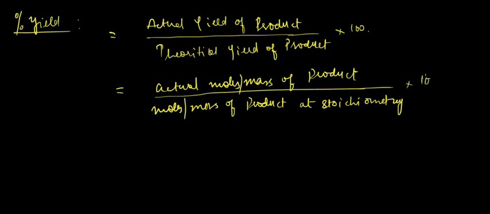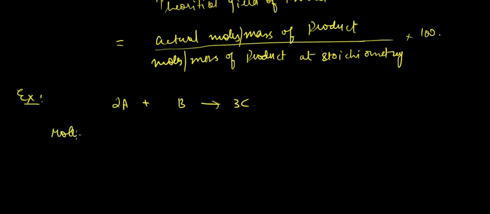Into 100. Okay, so let's say we have 2 moles of A plus B gives 3 moles of C. Okay, and moles of these compounds are 8, 6 and 12. So obviously A was the limiting reagent. Why? Because the moles to stoichiometric coefficient ratio of A was lesser, so hence this was the limiting reagent. Okay, and this will derive the moles of product, or C.